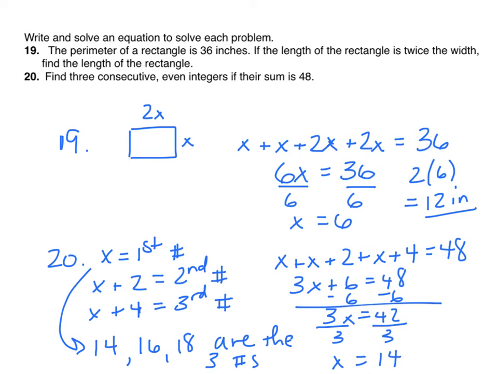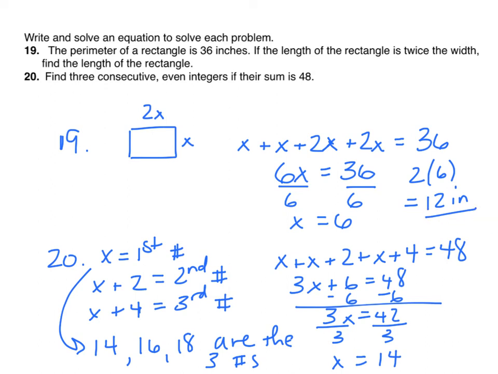Combining like terms, I have 1, 2, 3, 4, 5, 6x together. I divide to solve, and x equals 6. I go back to my image, my drawing, and I look, well, if x is 6, what's 2x? Well, it's 2 times 6, which is 12 inches. And the length of the rectangle is 12 inches.